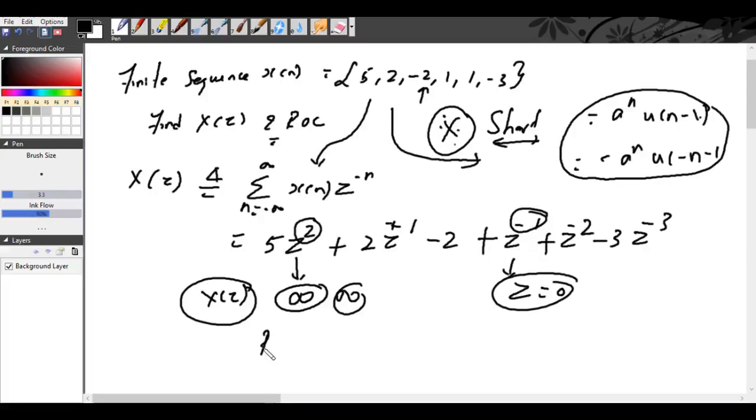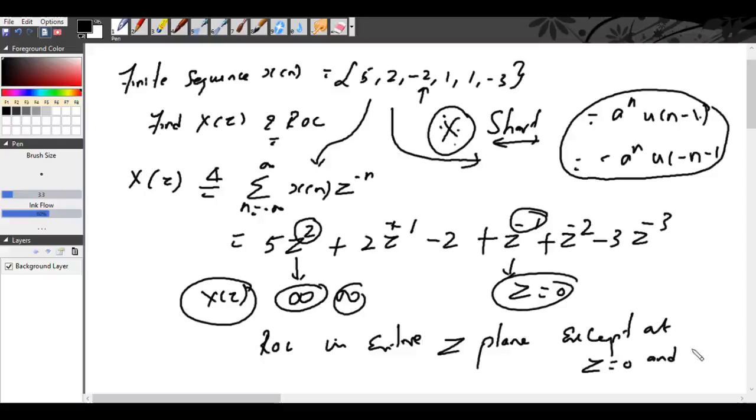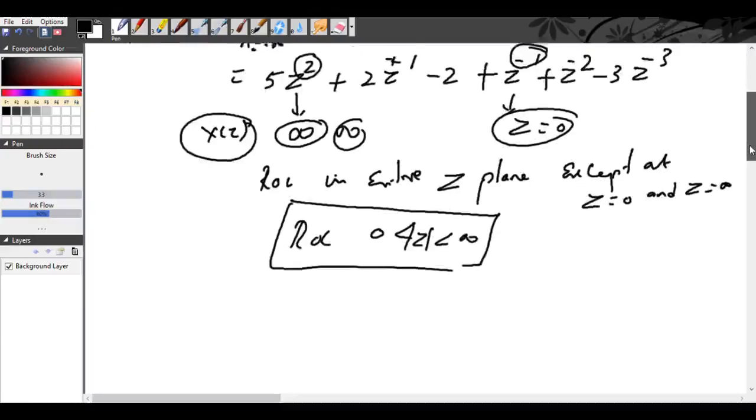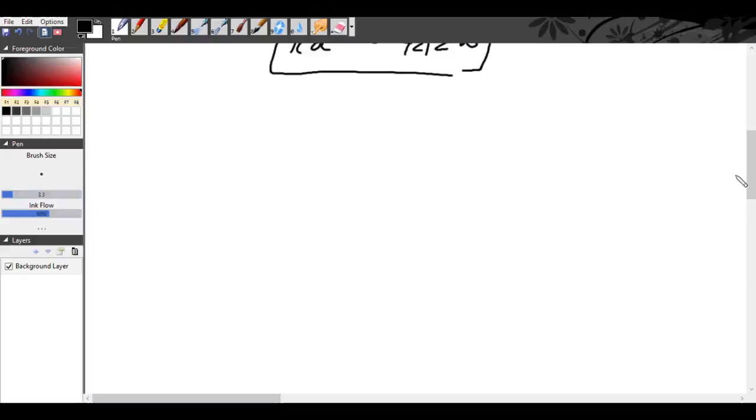So I conclude that the region of convergence is the entire z plane except at z equal to 0 and at z equal to infinity. Right? So this can also be written as the region of convergence is between 0 and infinity. I hope you understand this. In case you have a doubt, you can ask me later in our WhatsApp group. So let's move on to the next problem.